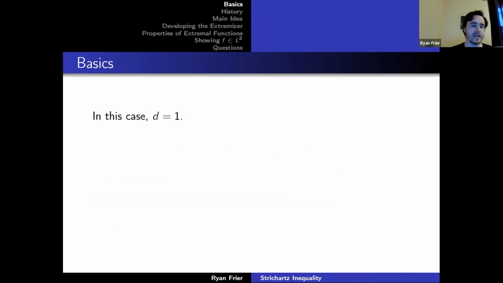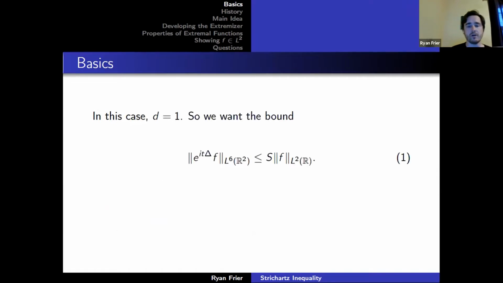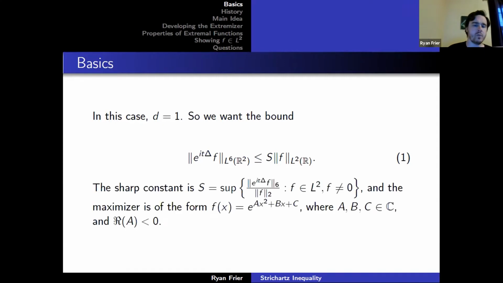We're particularly looking at the case dimension d equals 1. So that makes our Strichartz inequality, e to the itΔ f, where we take the L6 norm of it, and it's bounded above by some constant times the L2 norm of f. And we have this sharp constant where it's just the sup of this quotient here. And the maximizers are what give equation 1 that inequality and make it an equality for that sharp constant. And they have this form of a Gaussian. Now, it's been shown before that it's a Gaussian by Foschi, or Hundertmark, one of those two.